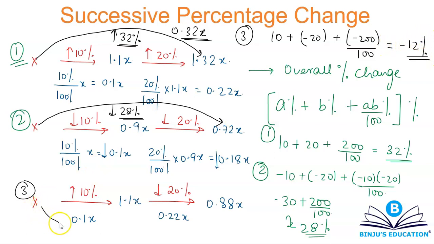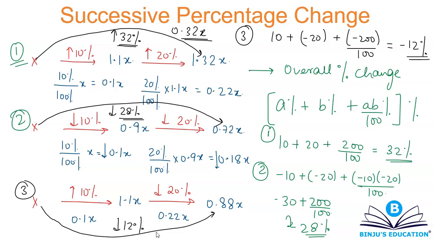So you can directly say that if you're increasing by 10 and decreasing by 20, you're basically going to decrease this by 12%. So what is 12% of x? 0.12x. Subtract 0.12x from x, you will get 0.88x. So it doesn't matter which way you do it.